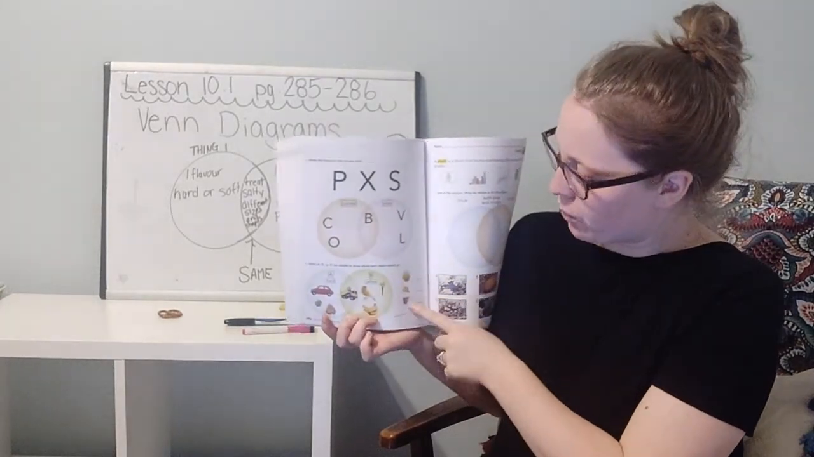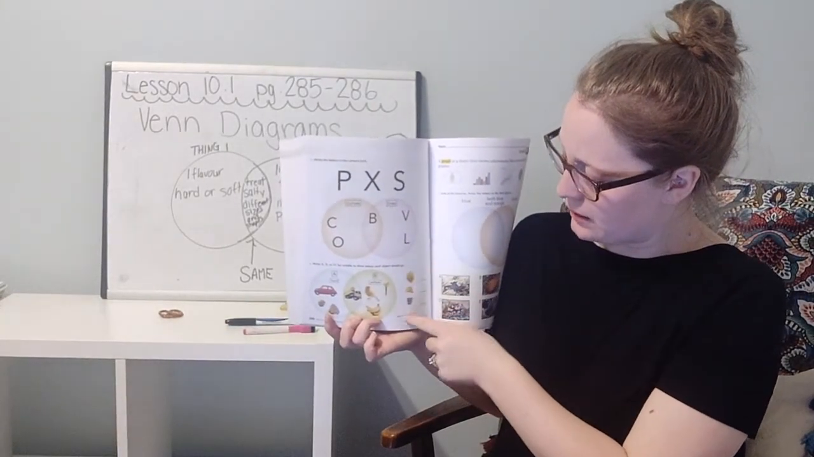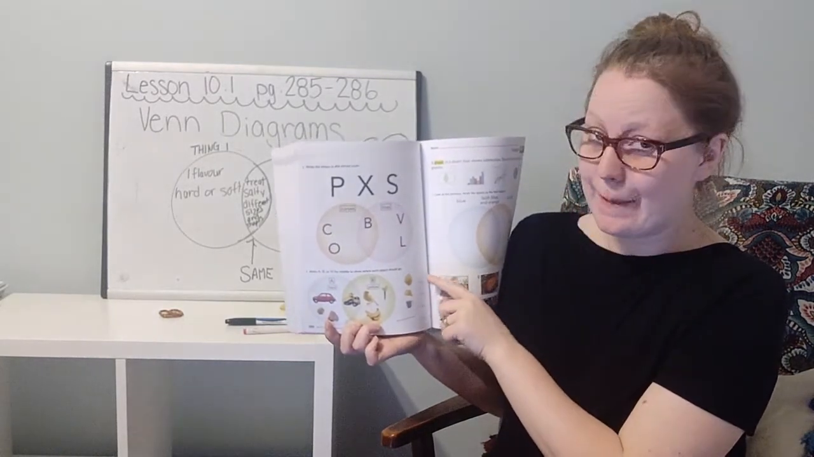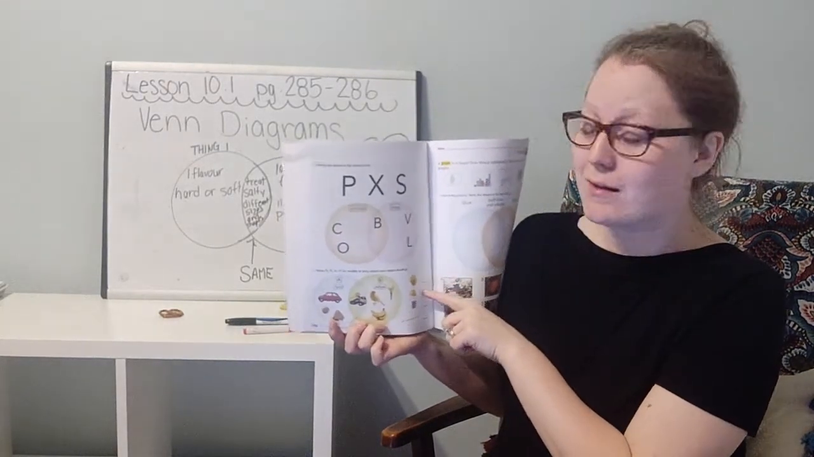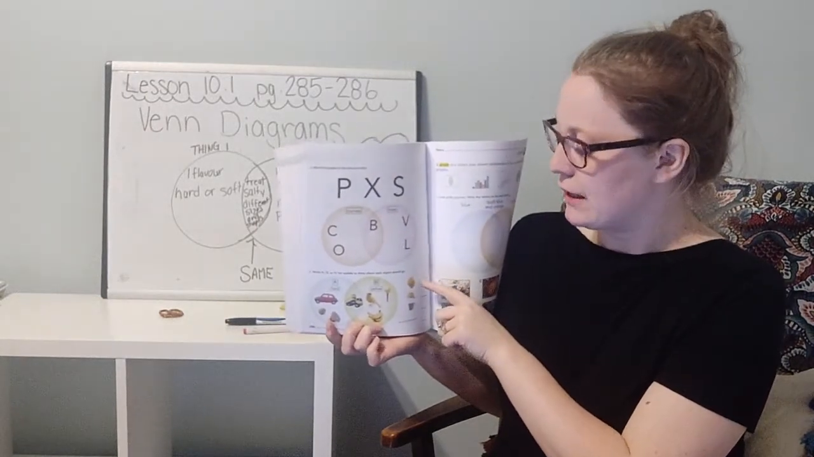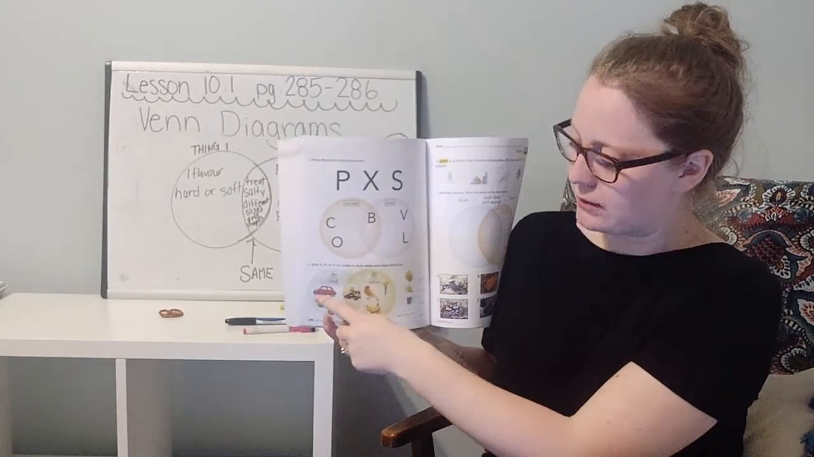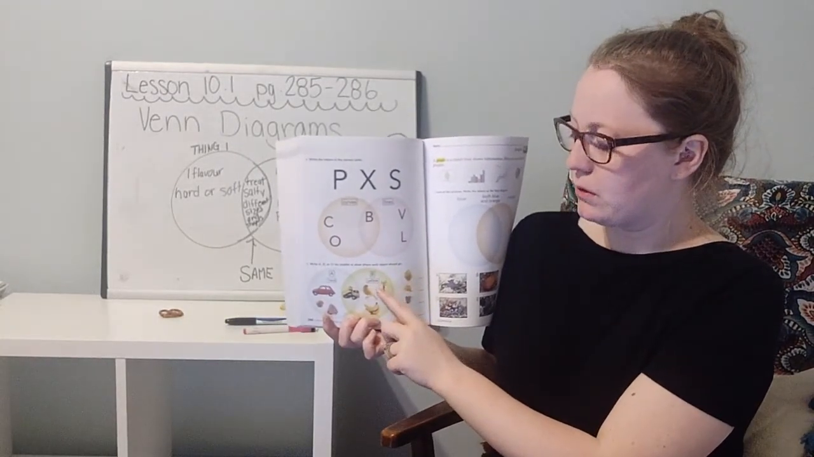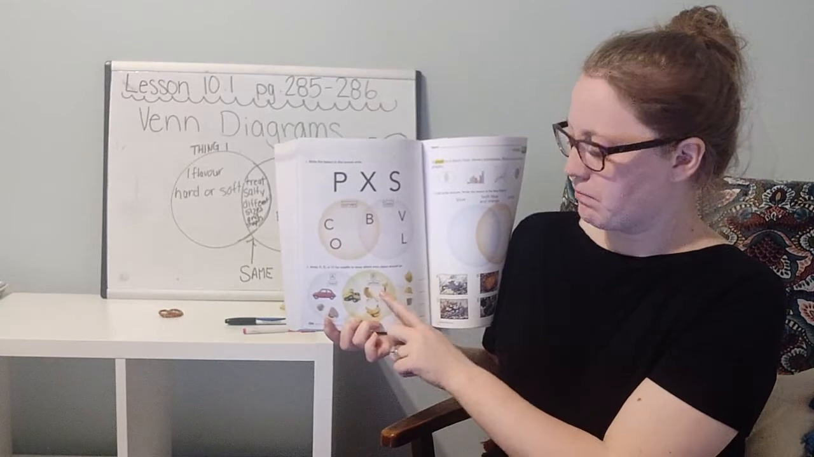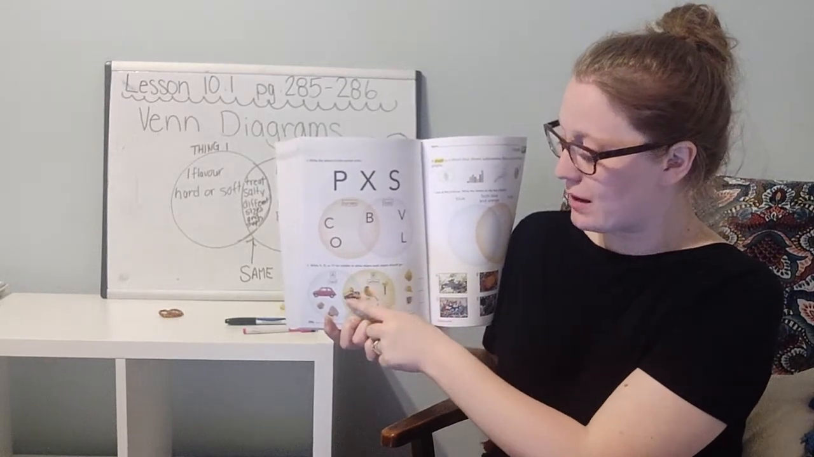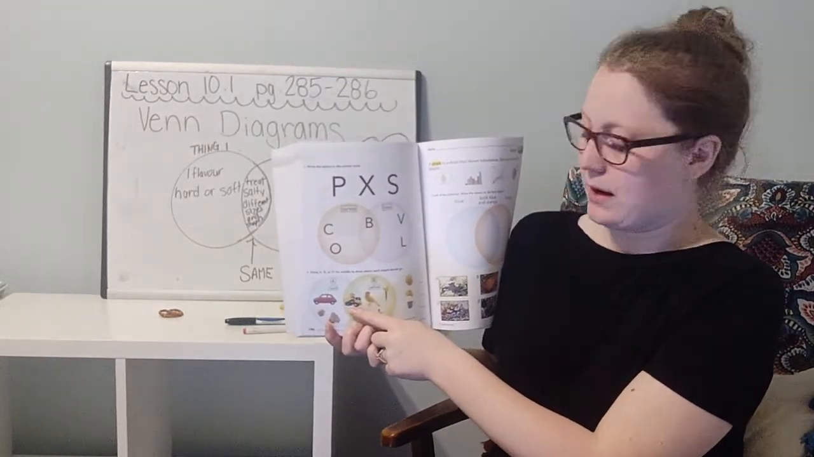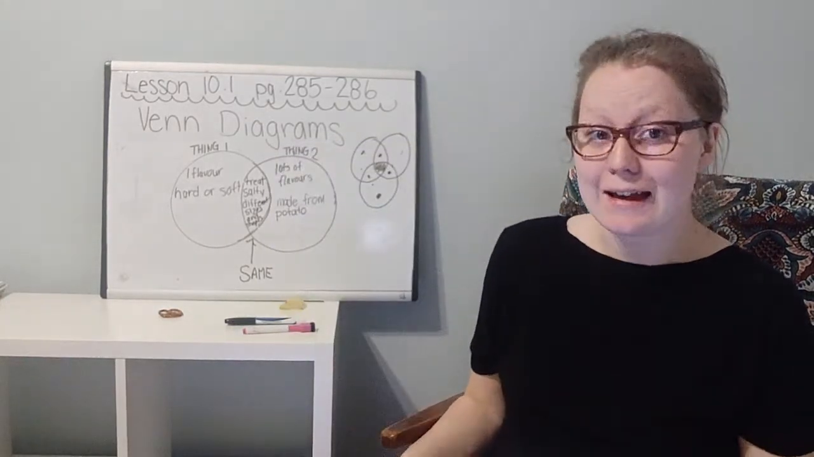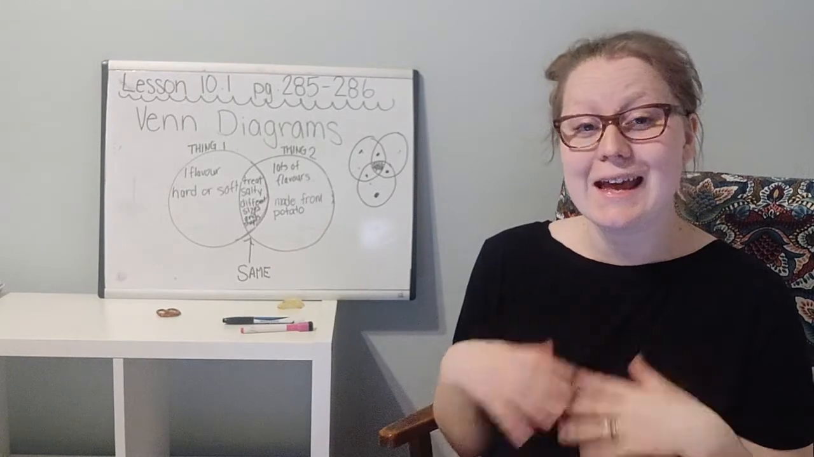We have 4 different items here. I want you to put an A, a B, or an M on the line if you think that this item belongs in circle A, hard items only. If you think it belongs in circle B, yellow items only. Or if you think it belongs in the middle, hard and yellow items. So you're going to do the same for all 4 items, and then you're done your work for today.